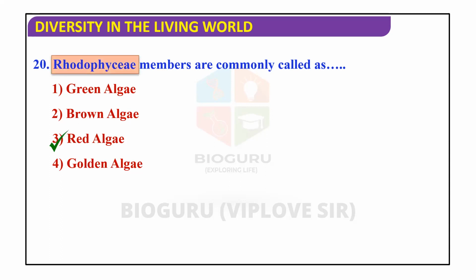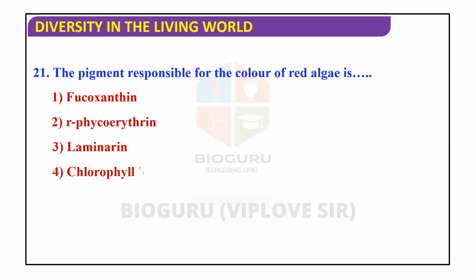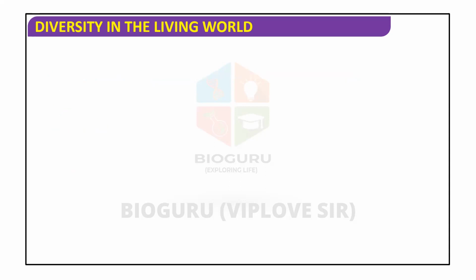That's good. The pigment responsible for the color of red algae is... In red algae, which pigment is responsible for the red color? Fucoxanthin, R-phycoerythrin, laminarin, or chlorophyll d? It is R-phycoerythrin. That's good.